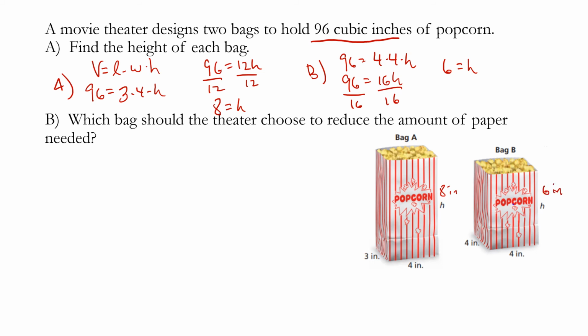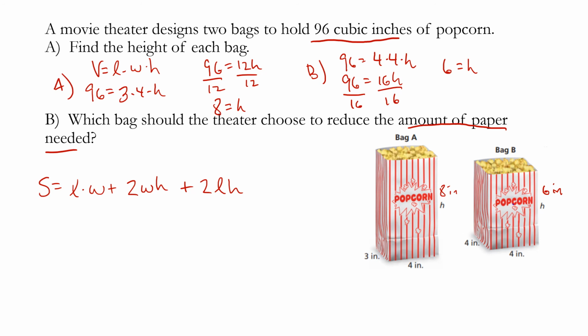Now it says, what bags should the theater use to reduce the amount of paper needed? So if you remember, this is the amount of paper needed, so that's going to be the outside, so that's our surface area. So we need to find the surface area of each. So for a rectangular prism, we've got 2 times the length times the width, but our length times the width finds our top and bottom. So we just need length times width plus 2 times the width times the height plus 2 times the length times the height. Okay, so that gets our front and back and our 2 sides, left and right.